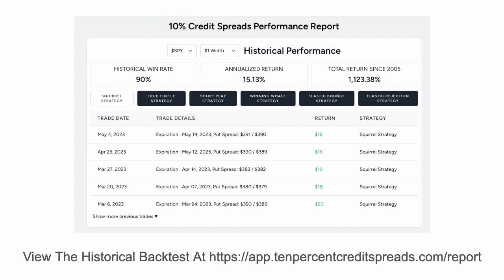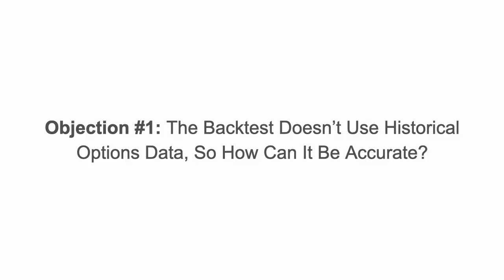Okay, now again, if you want to view the historical backtest for yourself, because we'll be going through that in today's video, I made it public. You go to app.10%creditspreads.com/report. You can see it for the $1 width, the $2 width, and various other different stocks. So again, if you want to see what each strategy returns and how it's been since 2005, you can view that here before we get into the specifics.